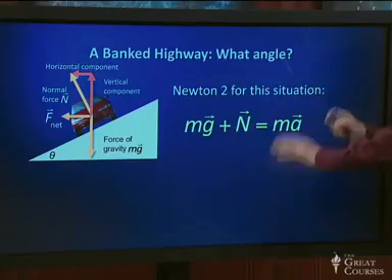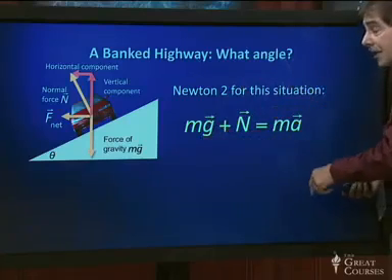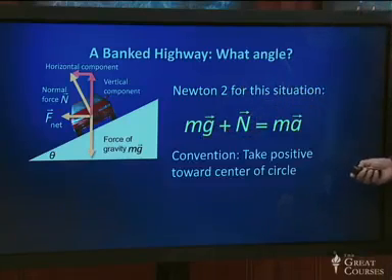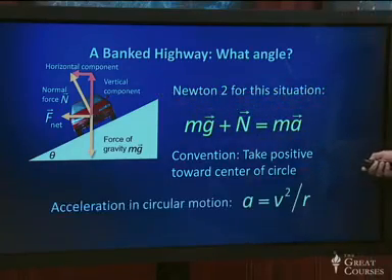So we've gone through all that. Here's Newton's law for this situation. Gravitational force plus normal force equals ma. It's the same equation we had before. Let's take the convention that positive in the horizontal direction is toward the center of the circle. The acceleration in circular motion, as we know, is the square of the velocity divided by the radius.